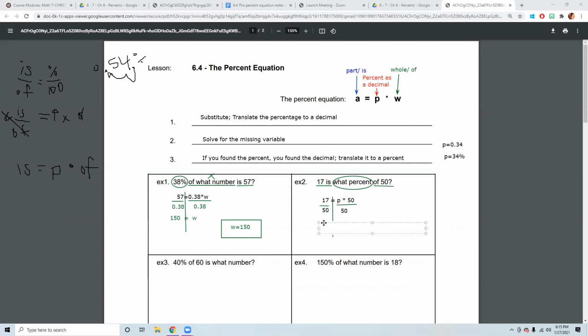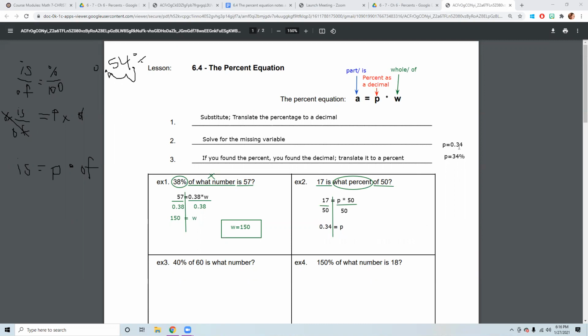And then on the left side, I'm going to enter that into my calculator. 17 divided by 50 is going to be 0.34. And that's going to equal my variable P.